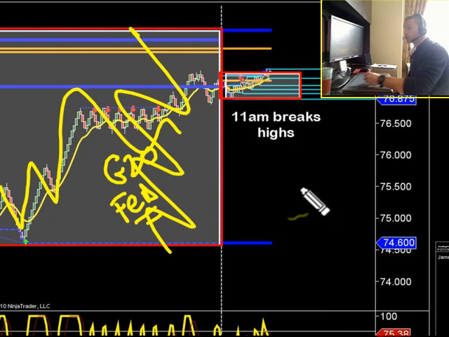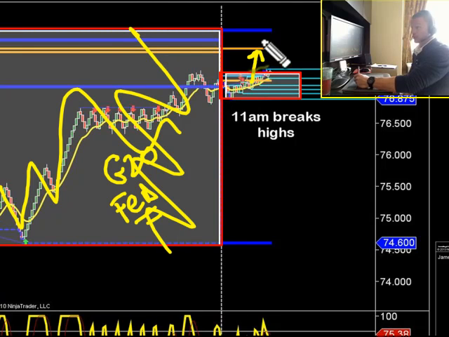At 11 o'clock, we see the dollar break up, and then, of course, like a good flat day, it came right back down and ended up finishing our morning chopping around. Usually when the dollar breaks the highs, we're going to see everything explode. Didn't happen very much today. We'll talk about that in a moment for you guys.